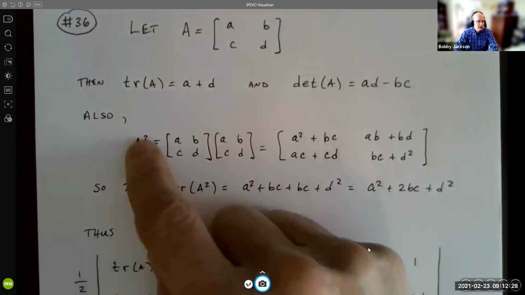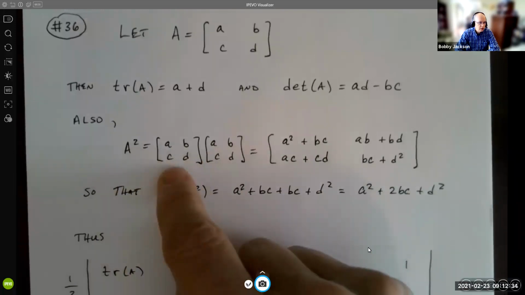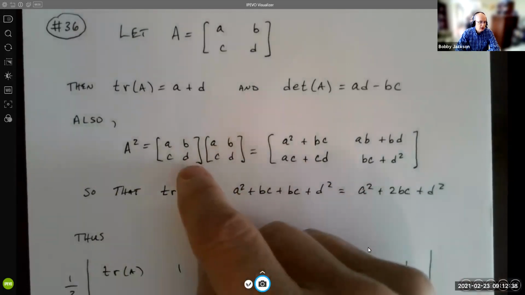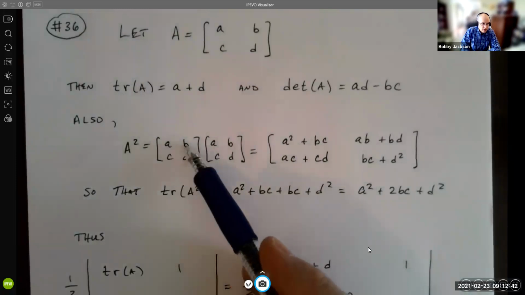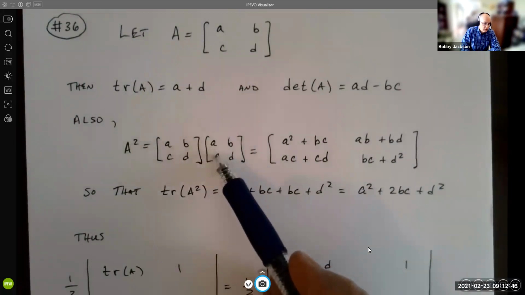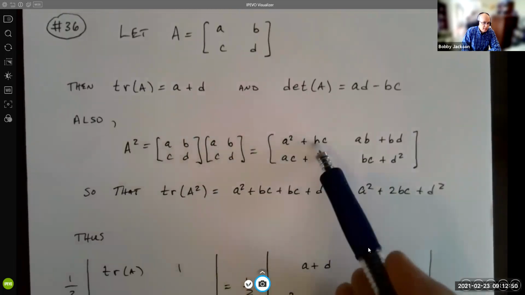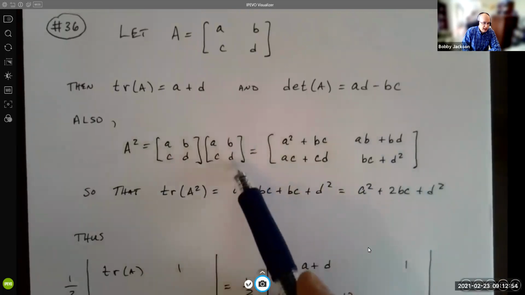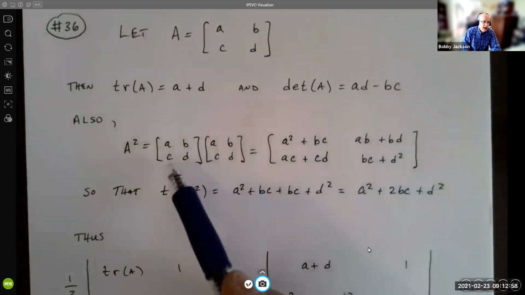So I need to compute A squared first. A squared is just A times A. A 2 by 2 times a 2 by 2 gives me a 2 by 2. The first row, first column entry is determined by taking the first row of A times the first column of A. So A times A is A squared, B times C is BC. Add them together. This entry is the first row of A times the second column of A, which is AB plus BD, and so on.